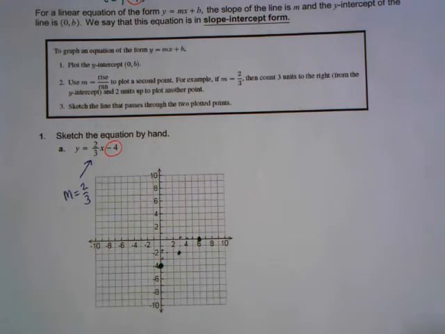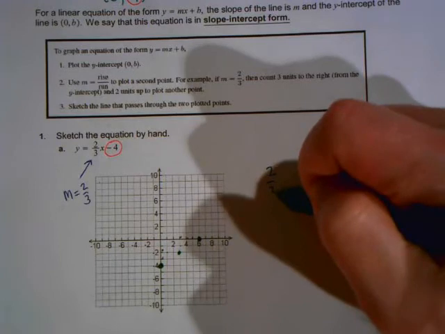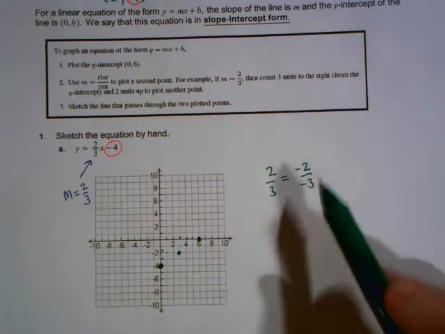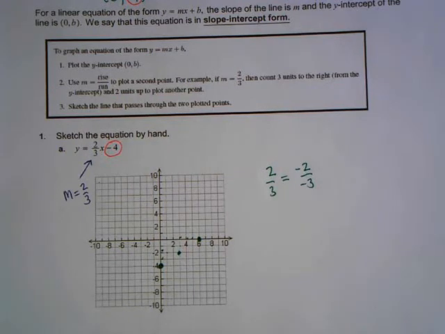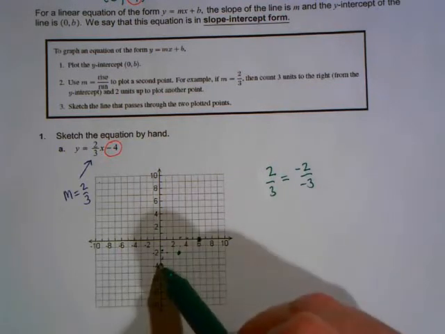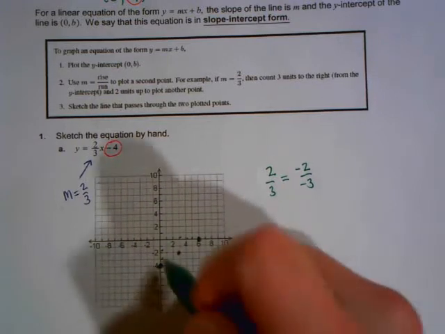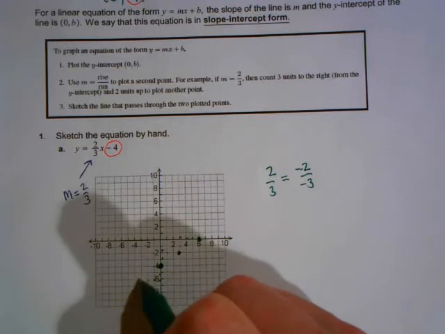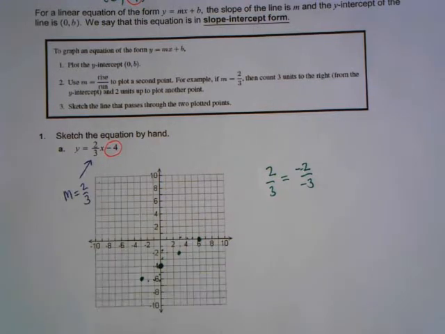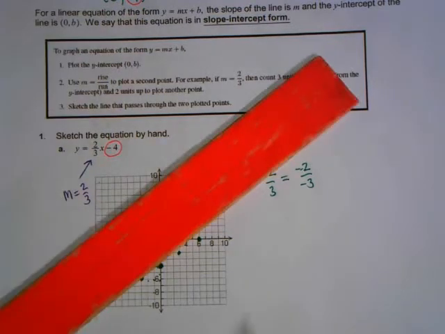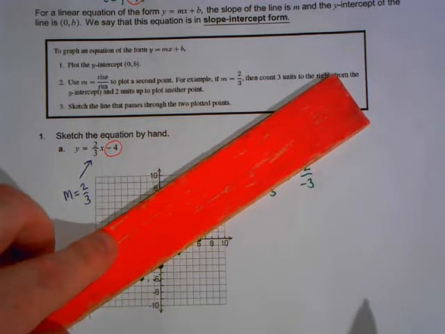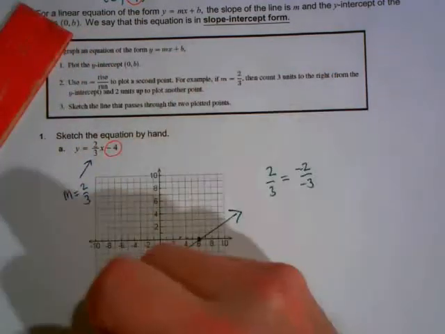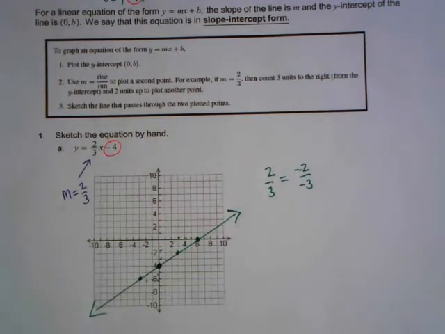Now, the other thing I could do, remember that 2/3 is exactly the same as negative 2 over negative 3, because when I'm dividing two negative numbers, I get a positive. So instead of going up 2, right 3, up 2, right 3, I could have also gone down 2 and left 3. And sometimes that's helpful, depending on your slope. All right, well, that gives us plenty of points, I think. Grab our ruler, connect the dots, and we have a nice line.